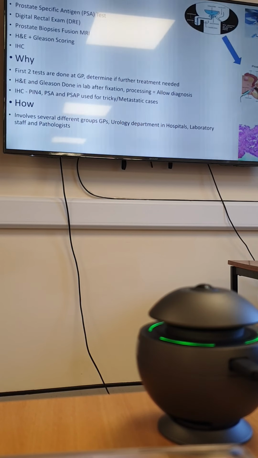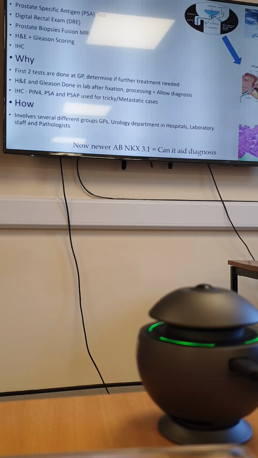So diagnosing prostate cancer, what's done to do that? There are several tests, as you can see up there. For example, you get a PSA test, which is a blood test to measure your PSA levels, and a digital rectal exam, which is very unpleasant. I've given a diagram up there if anyone wants to see that, but it's more than enough. I'm not going to cover that in too much detail.